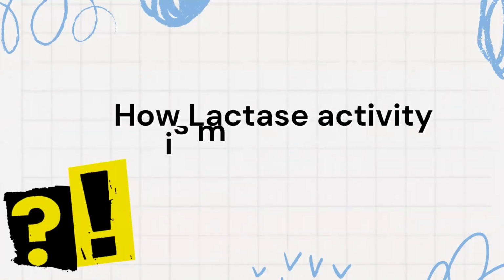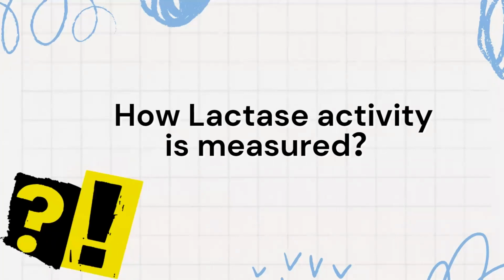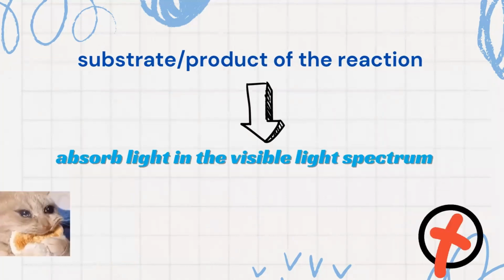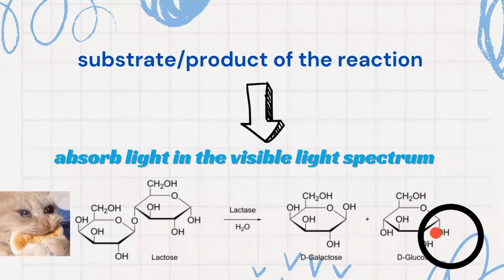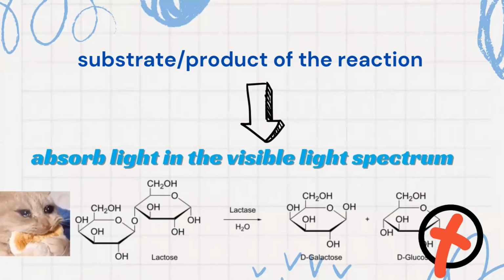So how is lactase activity measured? First, we will extract lactase from dietary supplement tablets and measure its activity under different conditions using spectrophotometry. Spectrophotometry is a quantitative analysis technique widely used in chemical analysis and biochemical experiments. It is based on the principle that matter absorbs or emits electromagnetic radiation of specific wavelengths.